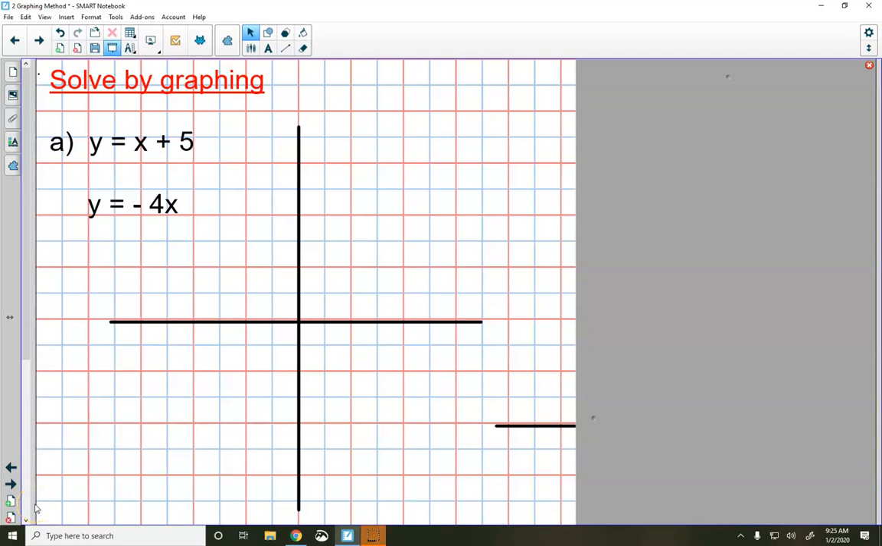We're solving systems of equations, and we're using the graphing method. Now, to graph these, we need to make sure they're both in slope-intercept form. Remember, slope-intercept form is y equals mx plus b, where m is your slope, and b is the y-intercept.